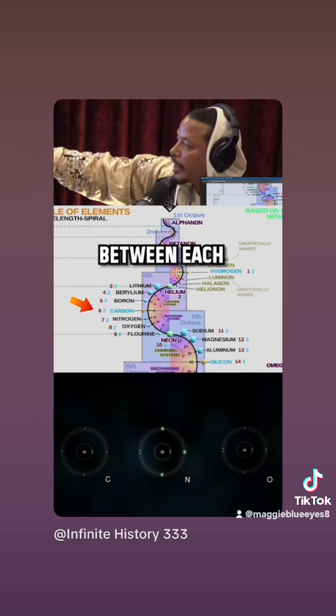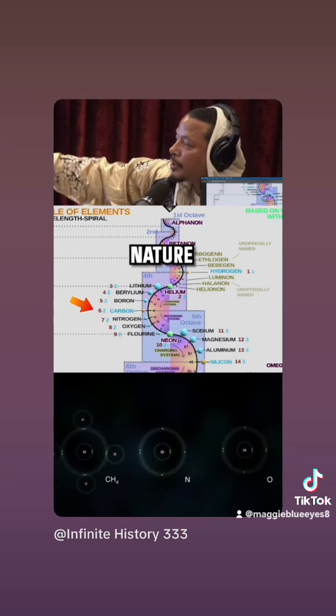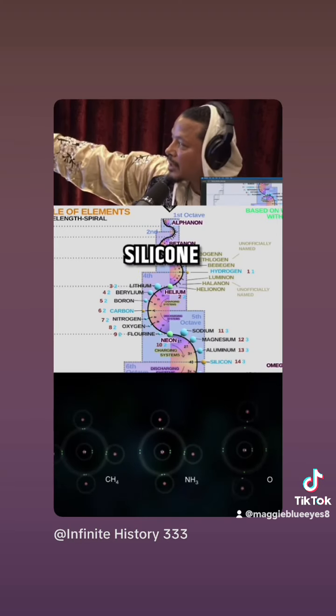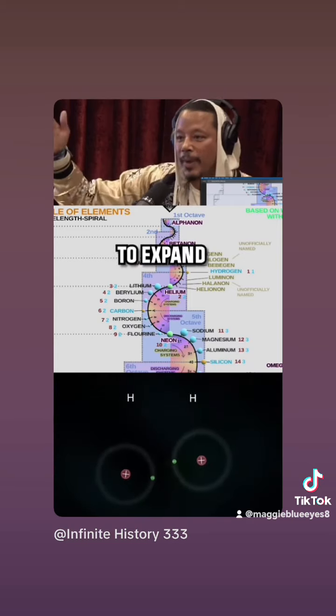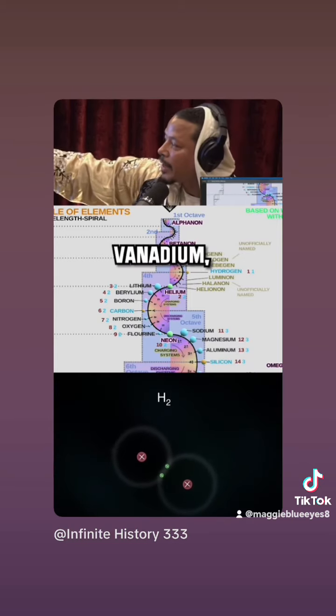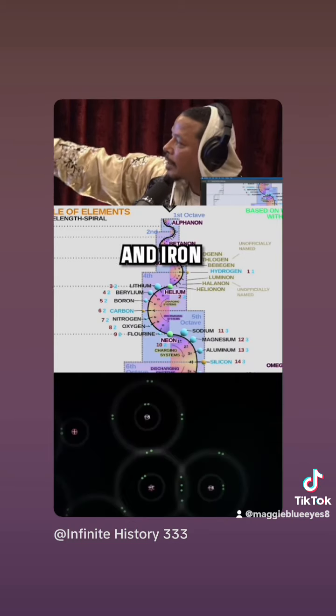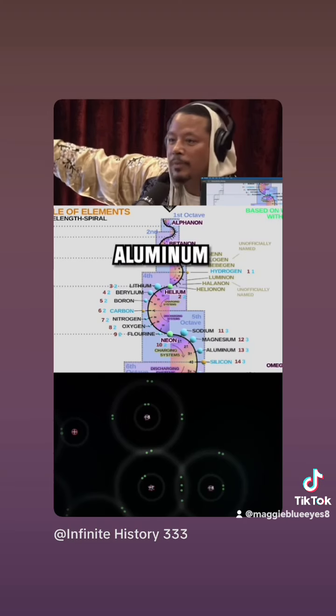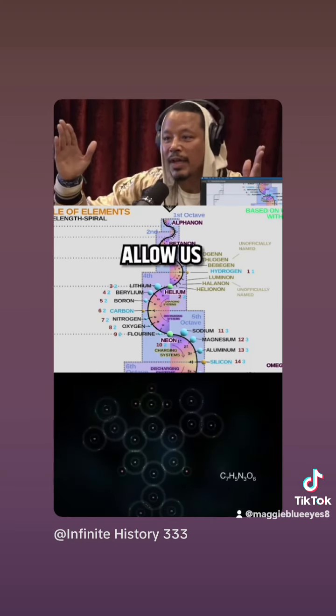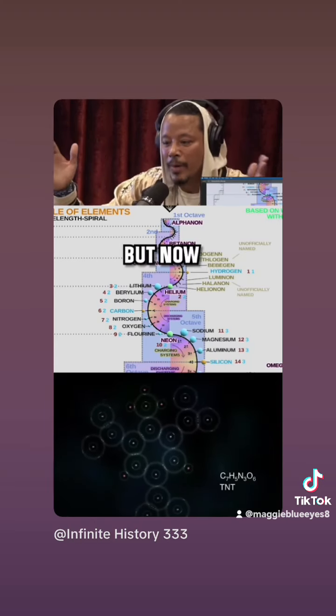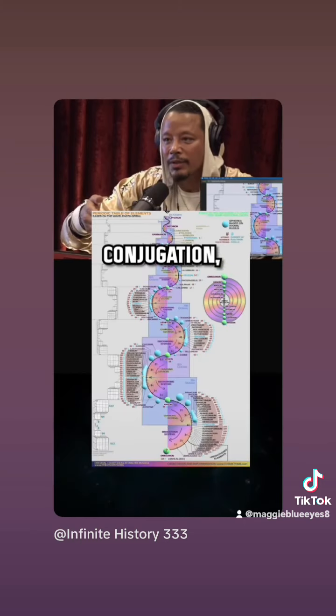But in between each one of them, by the time you get, nature does not allow us in the silicon octave for there to expand out. The same titanium, vanadium, chromium, manganese, and iron, that exists between aluminum and silicon. But nature doesn't allow us to unravel that. But now, with the wave conjugations, we can.